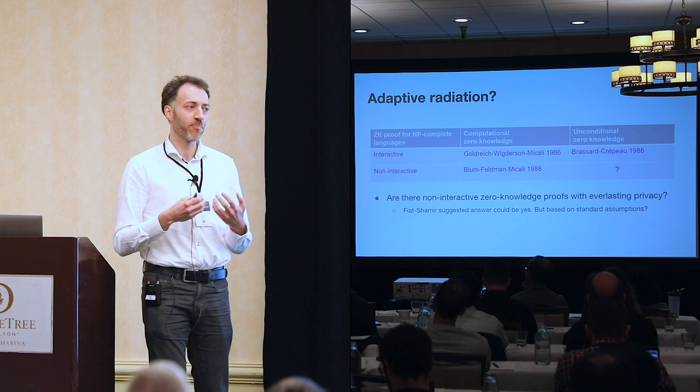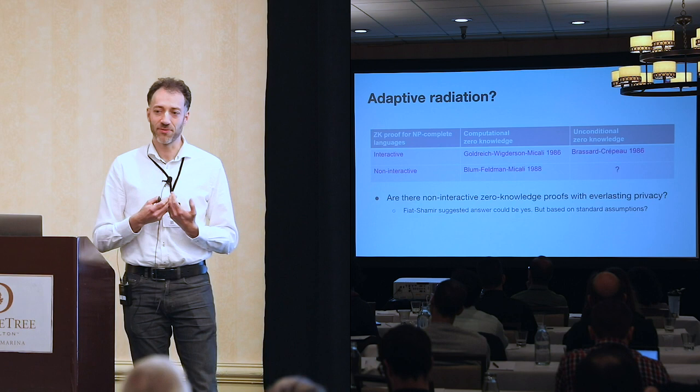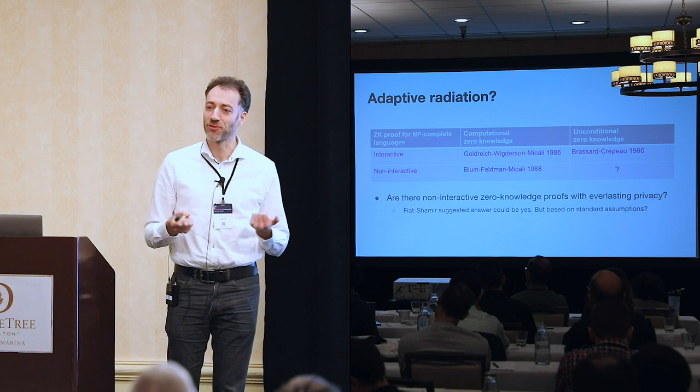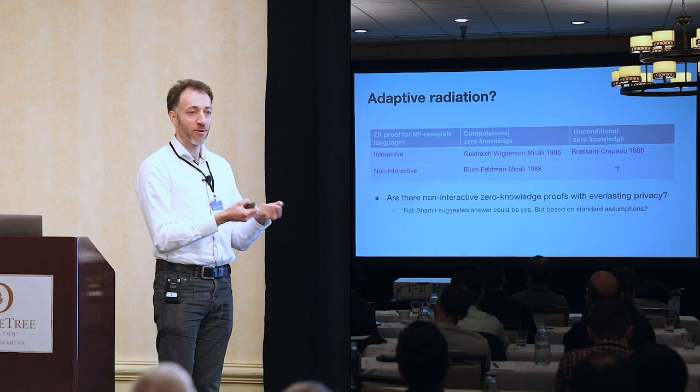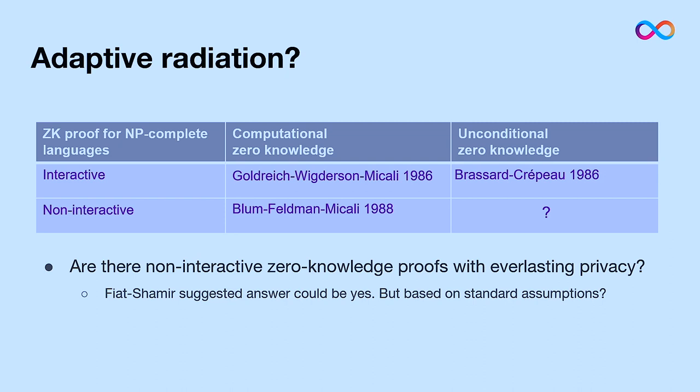What kind of guarantees do we get if the recipient of the proof actually has a lot of computing power and might decrypt things and so forth? And there in the interactive setting, Brassard and Crépeau had also very quickly realized that you can get perfect zero knowledge, so you have this everlasting privacy.